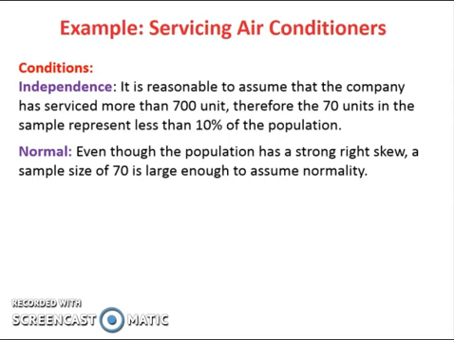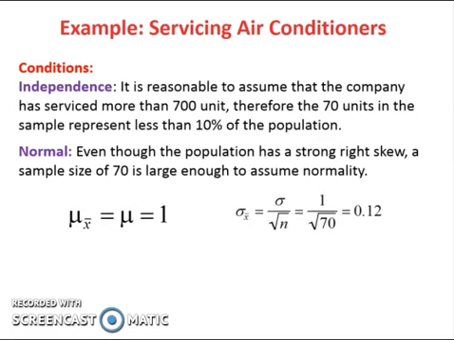So here's where the central limit theorem comes into play. Even though the population has a strong right skew, a sample size of 70 is large enough to assume normality. The mean of that sampling distribution is equal to the population mean, which is 1. The standard deviation of that sampling distribution is given by this formula. It comes to about 0.12. All right, let's do our math.